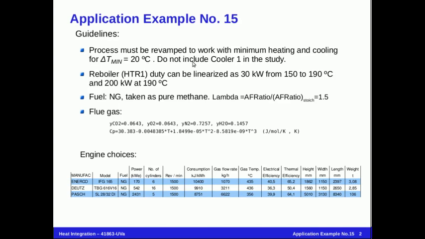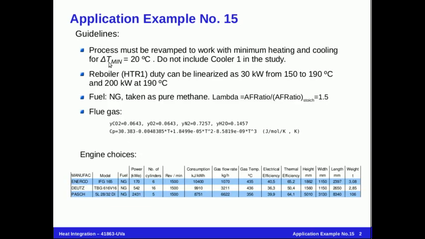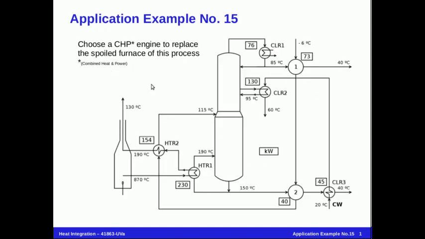And we must not include cooler 1 in the study. This cooler 1 is the condenser of the distillation column. The reboiler heater 1 duty is not a linear stream, but can be linearized in two chunks: 30 kilowatts from 150 to 190, and 200 kilowatts at 190 Celsius. We will use two streams for the analysis and then just one for the design.